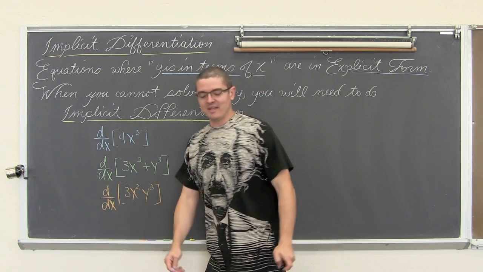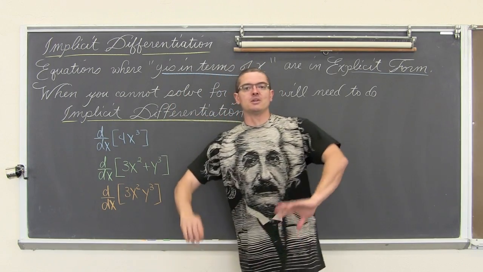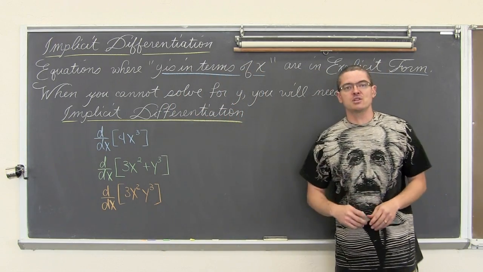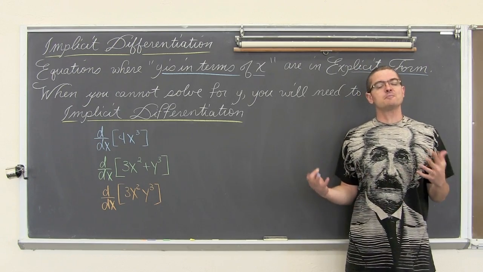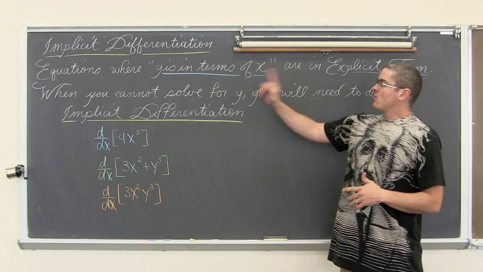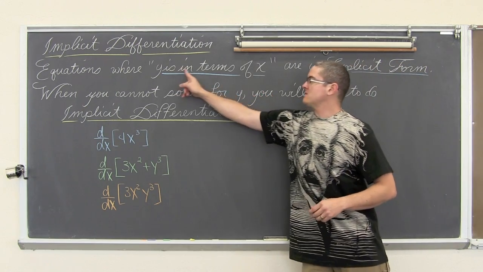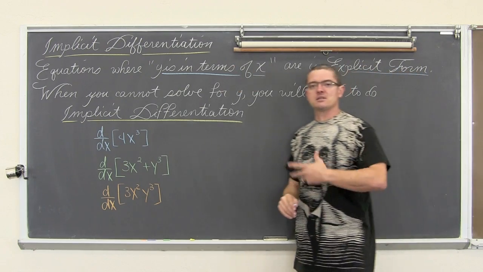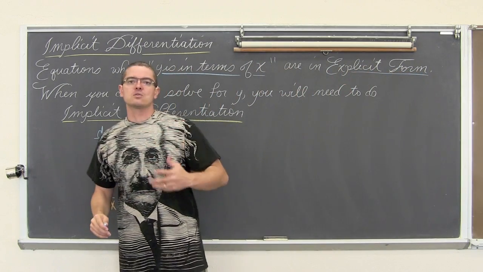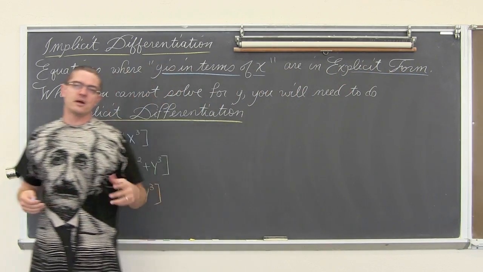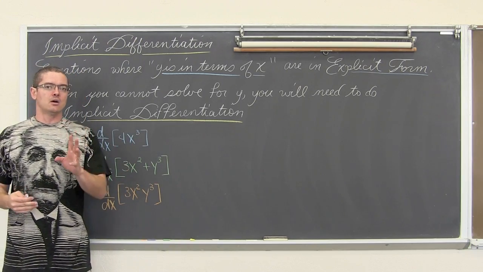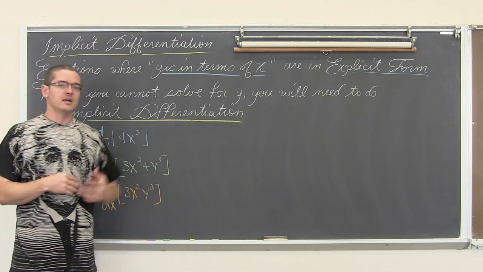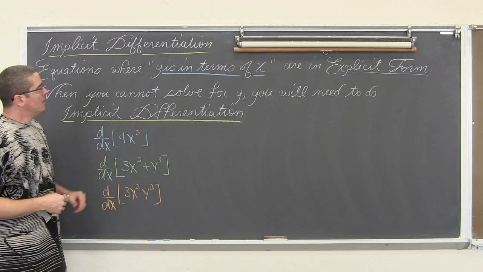I am Mr. True. In this video, we're going to talk about something called implicit differentiation. What we have been doing all along is called explicit differentiation: equations where y is in terms of x. That means it's like y equals sine of x, or y equals x squared plus 2x minus 5, or whatever. Y is alone, and it's equal to everything with x's on the right.